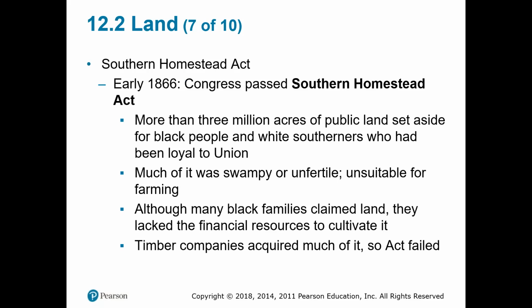All right, Homestead Act. More than 3 million acres of public land was set aside for Black people and white Southerners who had been loyal to the Union. Much of it was swampy and unfertile, unsuitable for farming. Although Black families claimed the land, they lacked the financial resources to cultivate it. Timber companies acquired much of it. So the act basically failed.